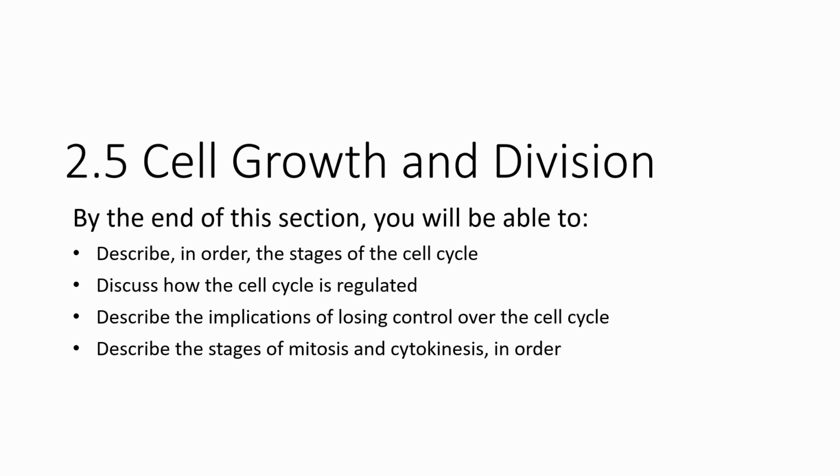So by the end of this, you should be able to talk about the stages of the cell cycle in their proper order, talk about how the cell cycle is regulated, what can happen if the cell cycle loses control, and then we're going to talk about mitosis and cytokinesis in their proper order.